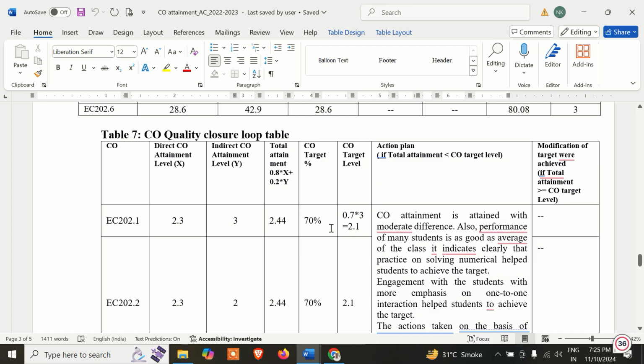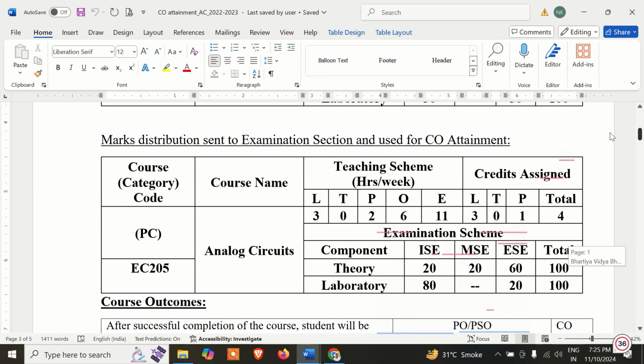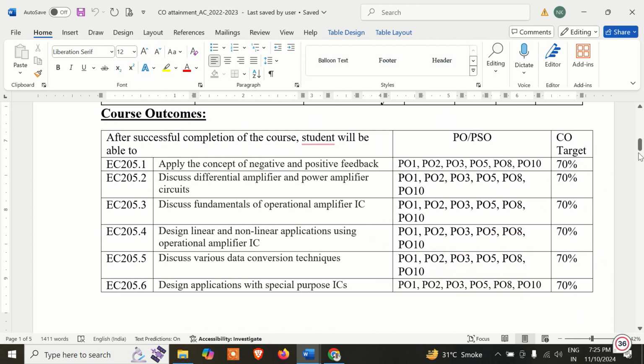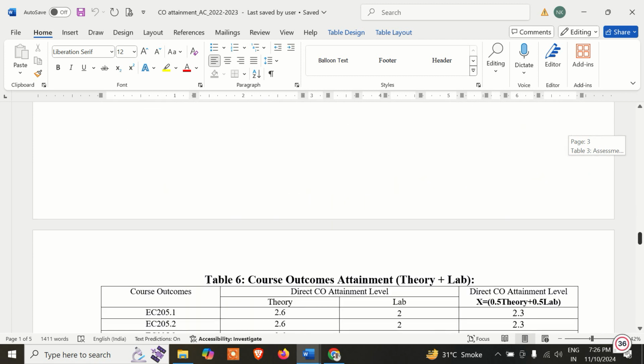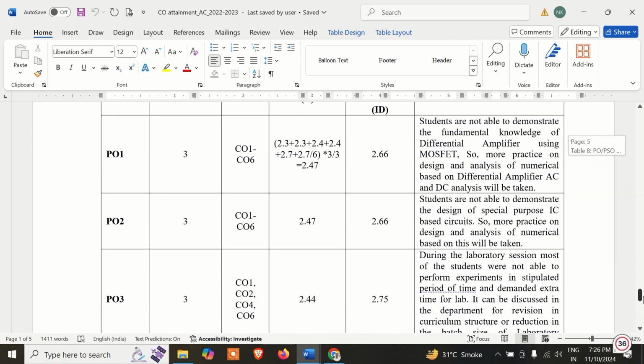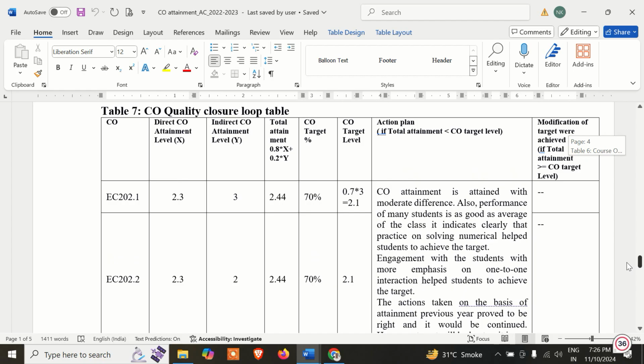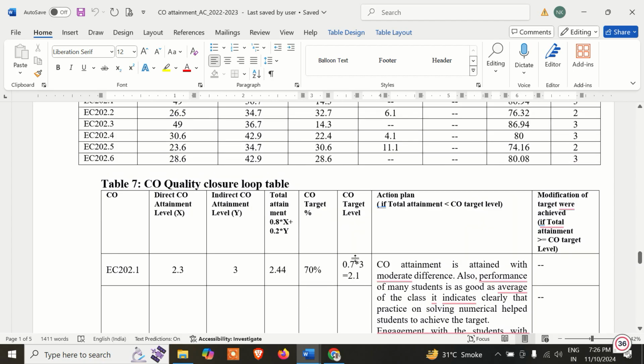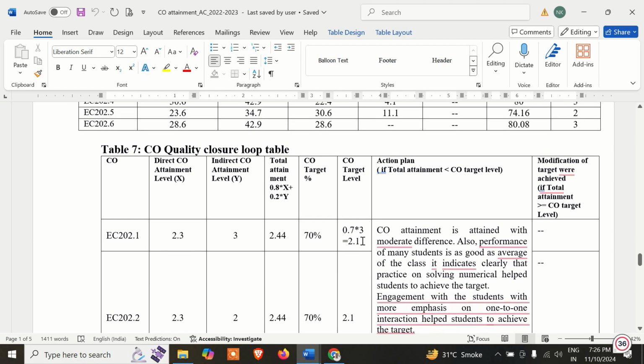Now what is my target? My target is, let's say, 70%, which I defined at the beginning of the course itself. This semester, what are my target levels? These target levels are in my closed loop system, right? If you calculate, 70% means 2.1, which is 75% of my maximum possible attainment level. I have scored 2.44. That means I have exceeded my target. So that means the target is achieved.